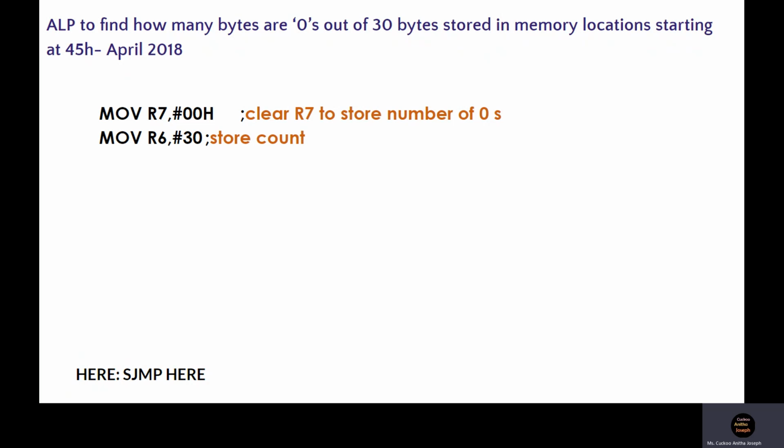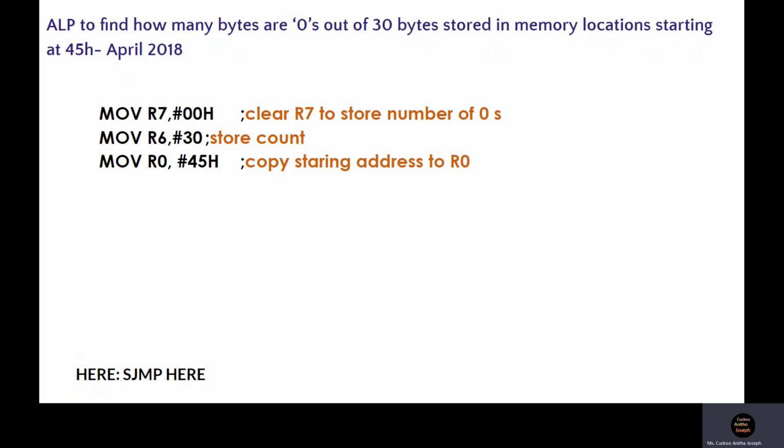Now we have to store the starting address 45H into a register so that it can be used in indirect addressing. So the register should be either R0 or R1. Only they can be used for indirect addressing. So let's choose R0. MOV R0, #45H. This will copy the value 45H into R0. Now we have finished initialization steps.